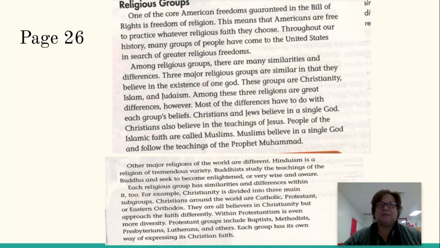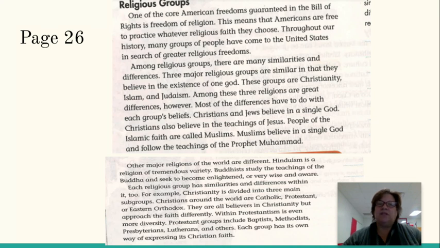Religious groups. One of the core American freedoms guaranteed in the Bill of Rights is freedom of religion. This means that Americans are free to practice whatever religious faith they choose. Throughout our history, many groups of people have come to the United States in search of greater religious freedoms. Among religious groups, there are many similarities and differences. Three major religious groups are similar in that they believe in the existence of one God. These groups are Christianity, Islam, and Judaism.